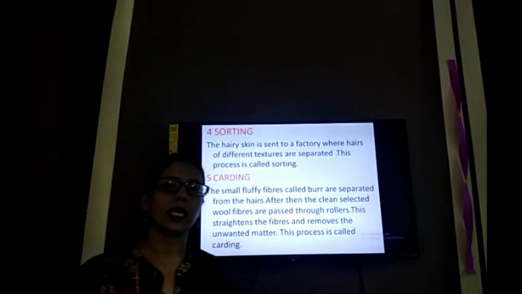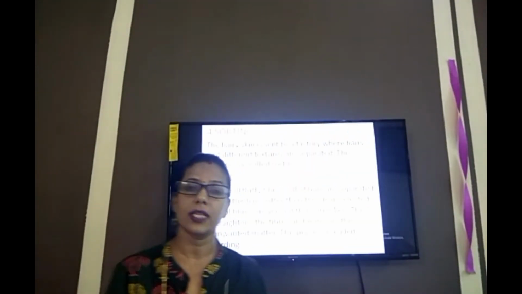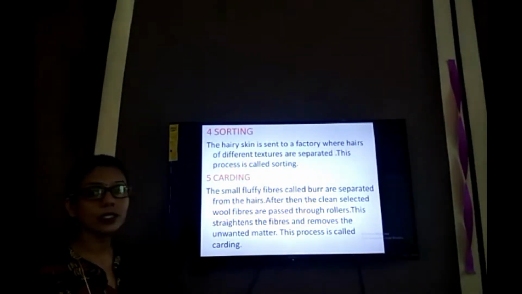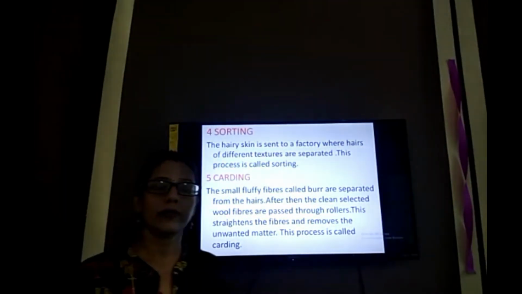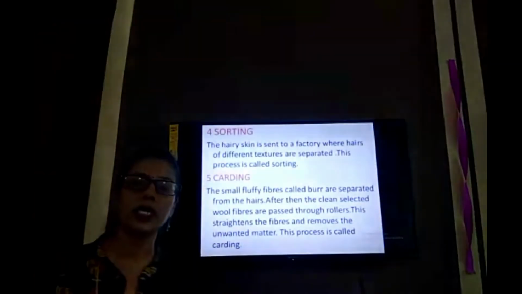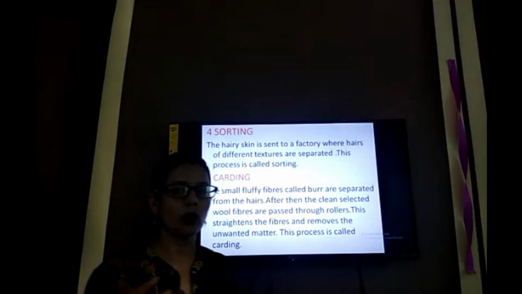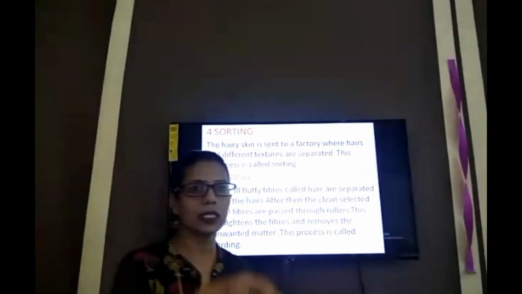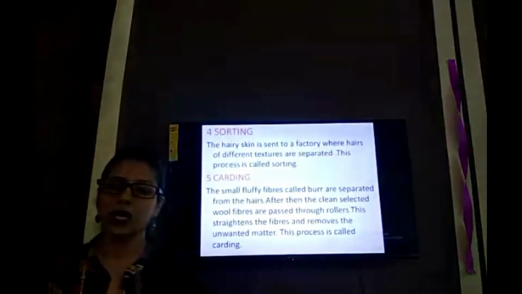The sheared skin is washed in large tanks so they can remove the grease, dust and dirt. After that, there is sorting. Because when they wash the sheared skin, some fibers are very long, some are very short, some are very low quality and rough, and some are very fine quality fiber.